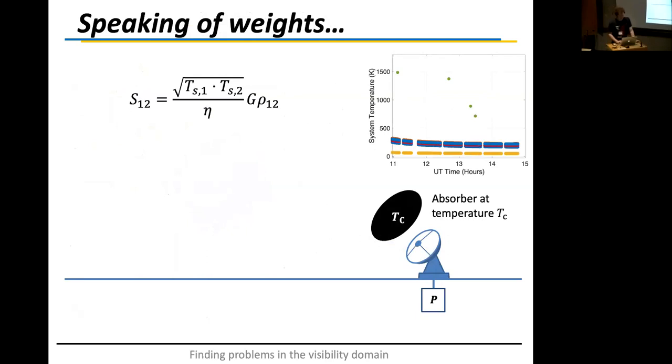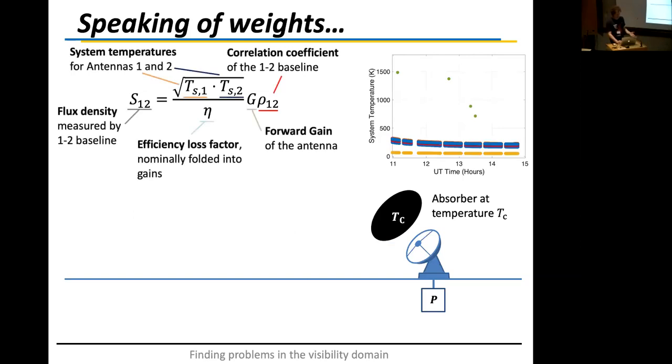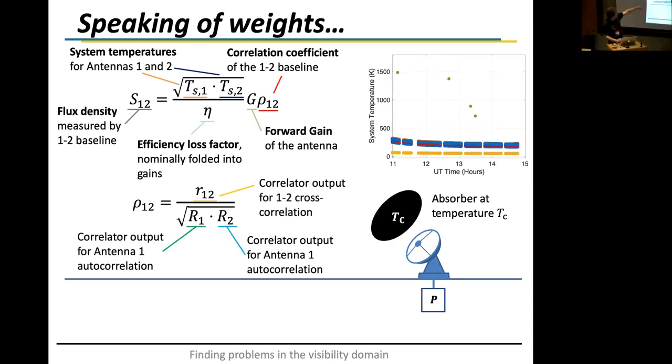All right. So speaking of weighting or weights, Mark introduced this up above in the way that we use system temperature for calibrating the fluxes of the data set that come out. So this is S1, S2, the flux that's measured on the 1-2 baseline. And you can see where all these terms come in. It's some set of values times the correlation coefficient, that's that rho. And the correlation coefficient is just the correlator output for the cross correlation divided by the square root of the autocorrelations for the two antennas that go in. That stuff is not the particularly important stuff.